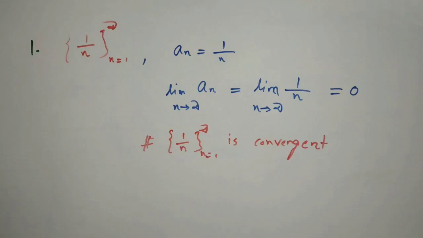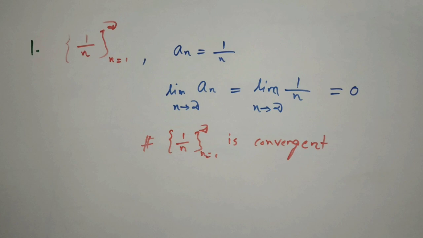Let us see a few examples now. For the sequence 1 by n, n equals 1 to infinity, we can say that an equals 1 by n. So we find the limit, and we can see that the limit is equal to 0. This is a finite number, so we can say that this sequence is a convergent sequence and the convergence point is 0.